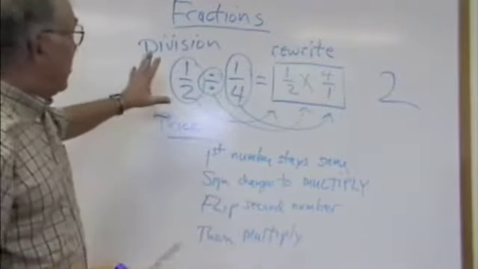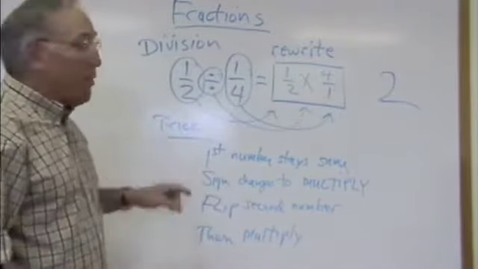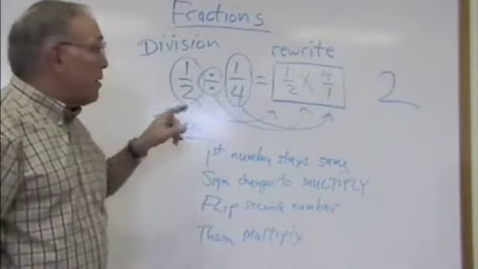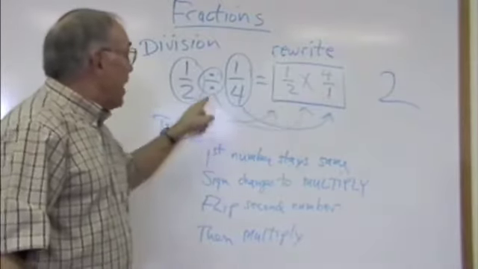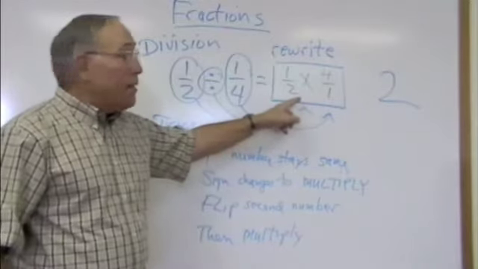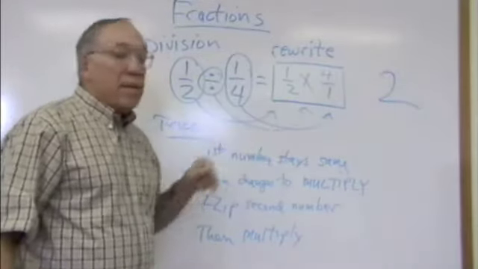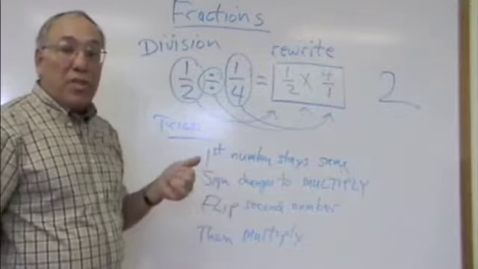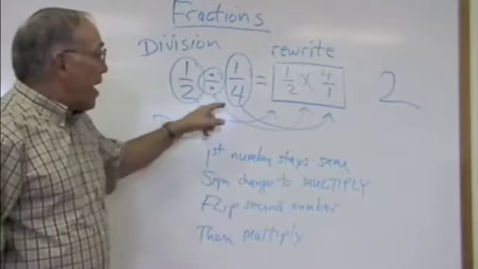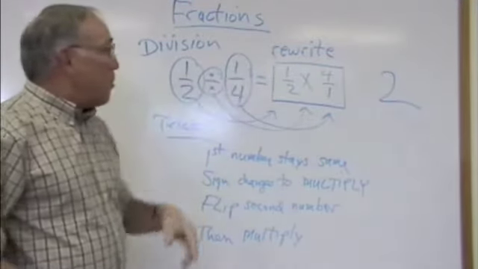So in order to divide two fractions, we have to use the trick. We have to rewrite it. First number stays the same. Sign changes to multiply, which is a lot easier. And the second fraction has to be flipped, or we use the reciprocal. The bottom number becomes the top number and the top becomes the bottom.